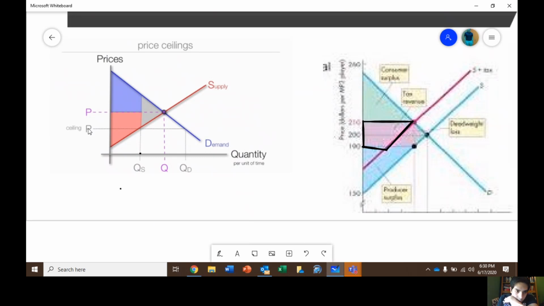So here's an example of a price ceiling. We discussed price ceilings and floors in class. So maybe a price ceiling would be put on a particular pharmaceutical good. So you can imagine that this is the market price here.